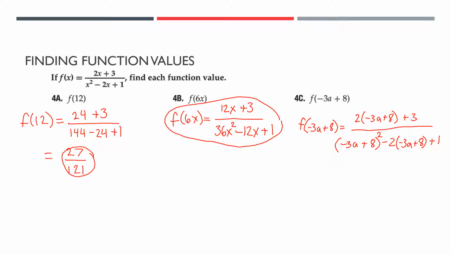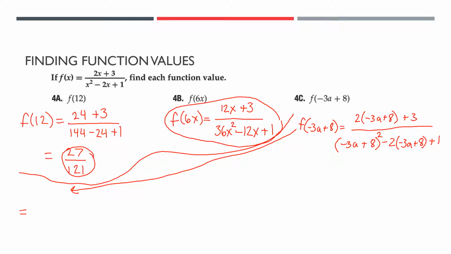I'm going to move this over. This is part of the reason why I left this space here. Okay? I'm going to come and work this over here. So I'm going to get this to be equal to 2 times 3a is negative 6a plus 16 plus 3 all over. Now I need to FOIL this.